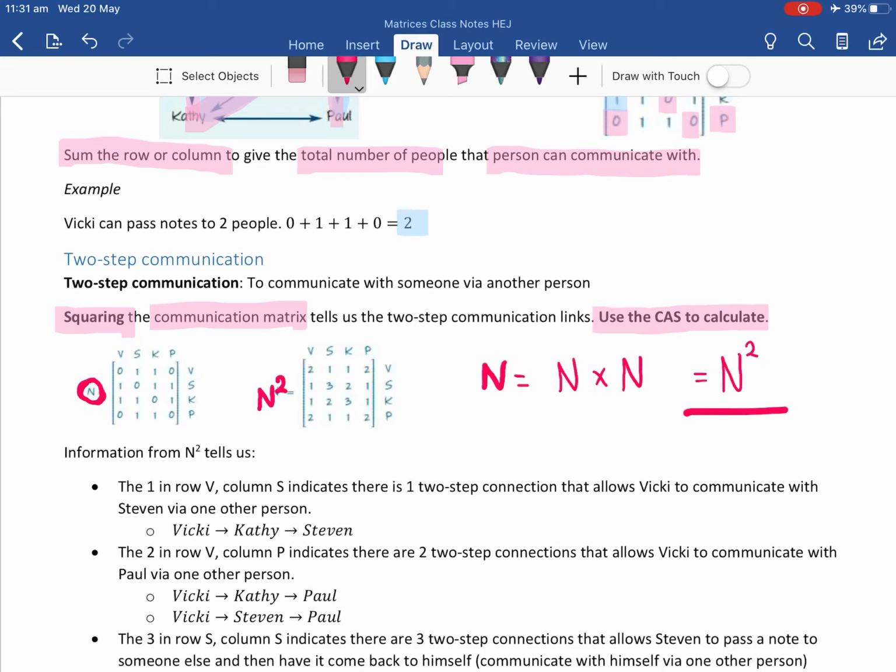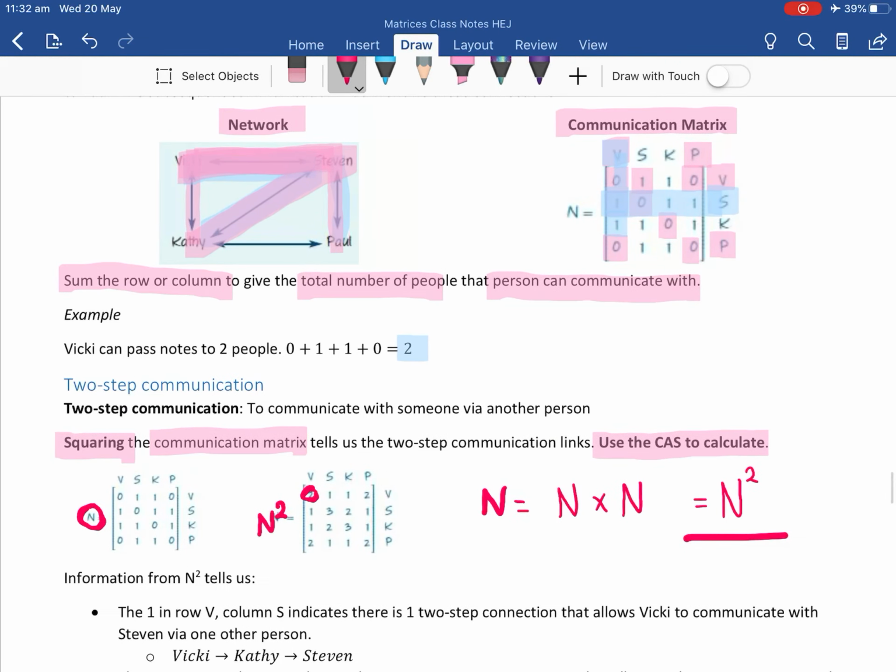Once you square it, this can show that a note can be passed from Vicky back to Vicky in two ways. Which makes sense because if Vicky starts with it, it's got to go back to Vicky. So it can either go to Stephen and then back, that's one way it could do it. Or Vicky can send a note to Kathy and then she'll send it back. So there are two ways that you can do that. So that's why there's a 2 there. That's what that 2 means.